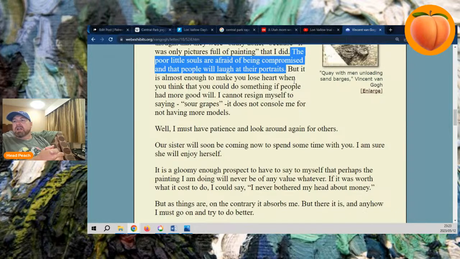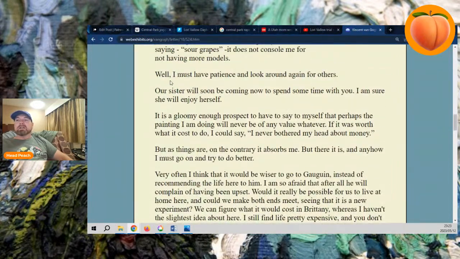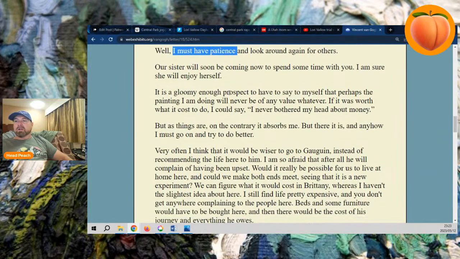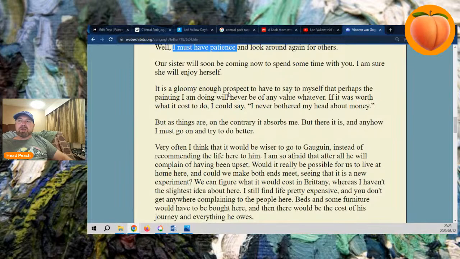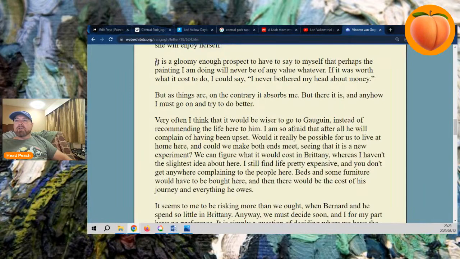And so he says, I cannot resign myself to saying sour grapes. It does not console me for not having more models. So you can see he's in a little bit of a bad spot when he writes this letter. And he says, well, I've just got to have patience and keep looking around. Then he says, our sister will soon be coming now to spend time with you. I'm sure she'll enjoy herself. And so here he comes back to this. He says, it is a gloomy enough prospect to have to say to myself that perhaps the painting I'm doing will never be of any value whatsoever.